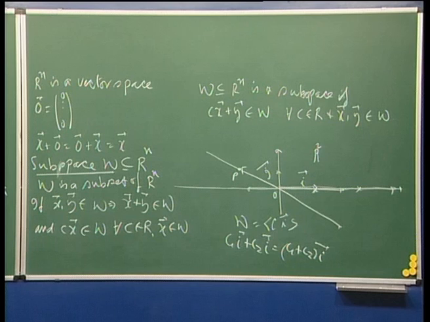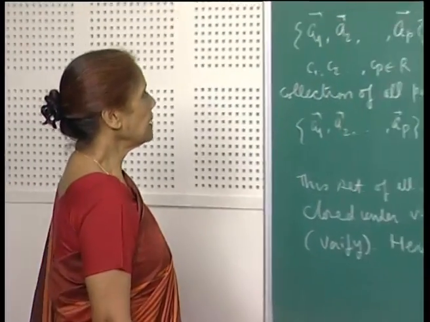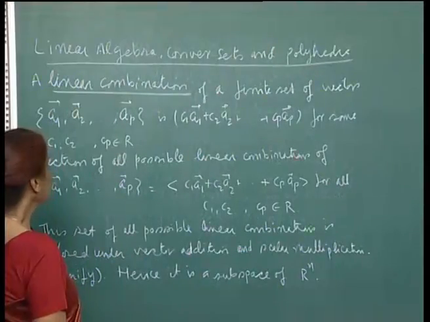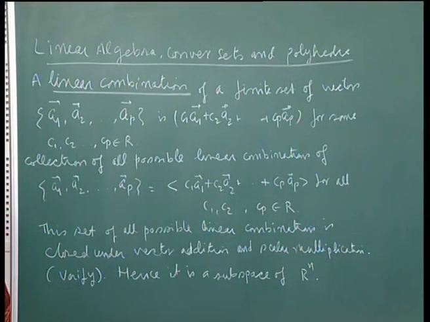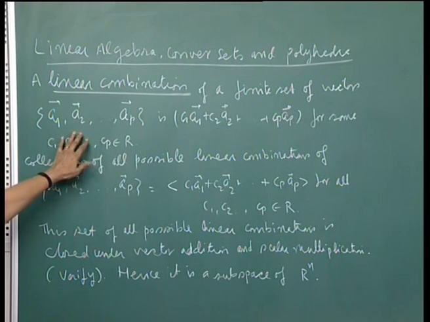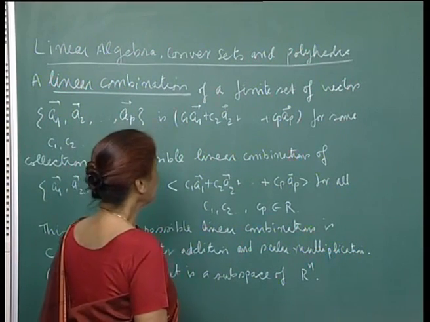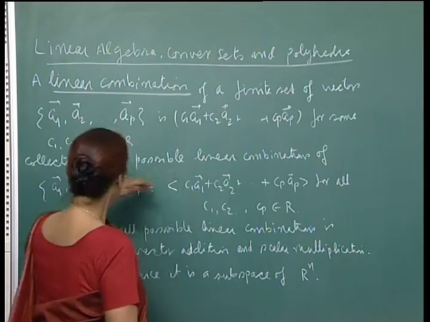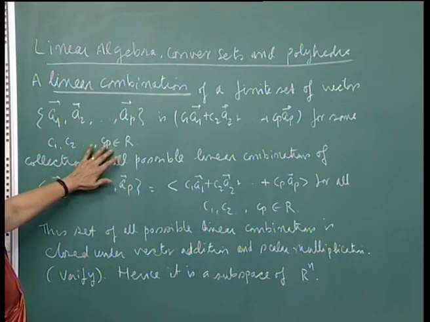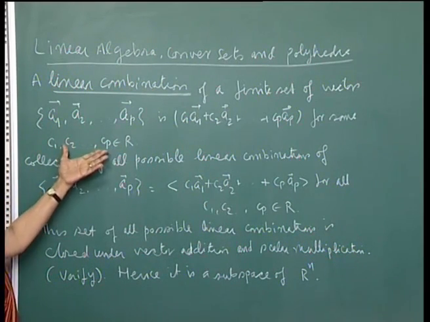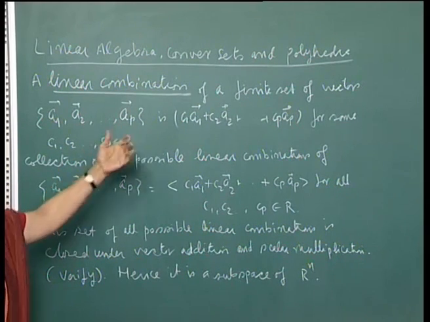Okay. So, since I have allowed scalar multiplication, I can talk of linear combination of vectors. So, let me define a linear combination of a finite set of vectors a1, a2, ..., ap, and we are assuming we are working in Rn. So, these p vectors are there, and then a linear combination will be defined as C1 a1 plus C2 a2 and so on up to Cp ap, for some C1, C2, ..., Cp belonging to R. So, just take a set of p real numbers, and then you take this linear combination.